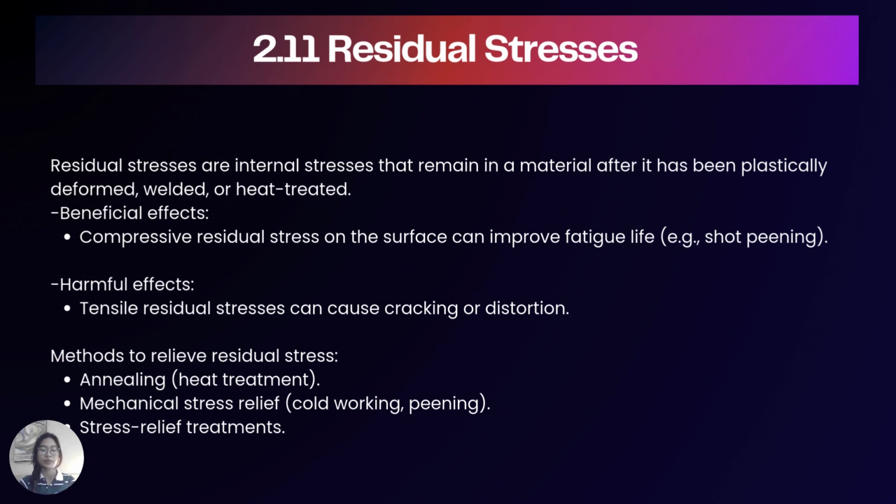Residual stresses can be beneficial, such as compressive residual stress at the surface introduced by processes like shot peening or surface rolling. These improve fatigue resistance because they suppress crack initiation and growth. Or they could also be harmful, such as tensile residual stresses at the surface, which promote cracking, warping, or premature failure. Welding, for example, often introduces such stress if not controlled. Engineers often use stress-relief heat treatment or mechanical methods to reduce unwanted residual stresses.